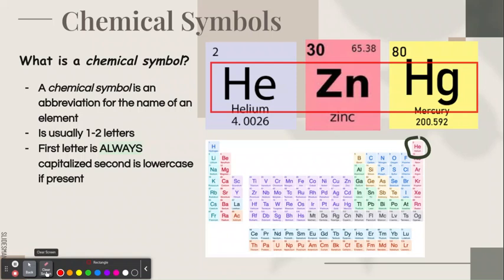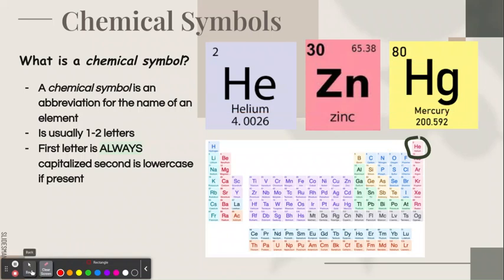And then you can also see in the periodic table below how if they don't have a second letter, it is capitalized. If they do, they are capitalized first, and then they have the lowercase second letter.